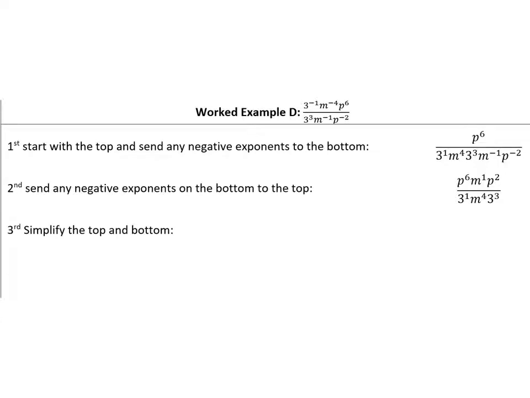Simplify the top and bottom. So that gets us p to the 8th on top with m to the 1st, and on the bottom 3 to the 4th and m to the 4th. Cancel common factors between the top and the bottom. We've got more m's on the bottom than top, so that would leave us with m to the 3rd on the bottom. And we can stop there. That's our end answer. We could take 3 to the 4th and multiply it out. It would just be 81, but we're good with that.